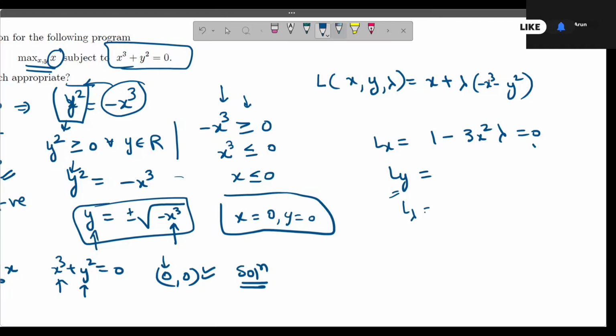For y it's minus 2y minus lambda 2y. And then, ma'am, for lambda it's going to be minus x cube minus y square, right. So tell me, if you substitute x, y 0, because you will see y is 0 from here. And then what is your lambda? If you do it with respect to lambda, what is it?